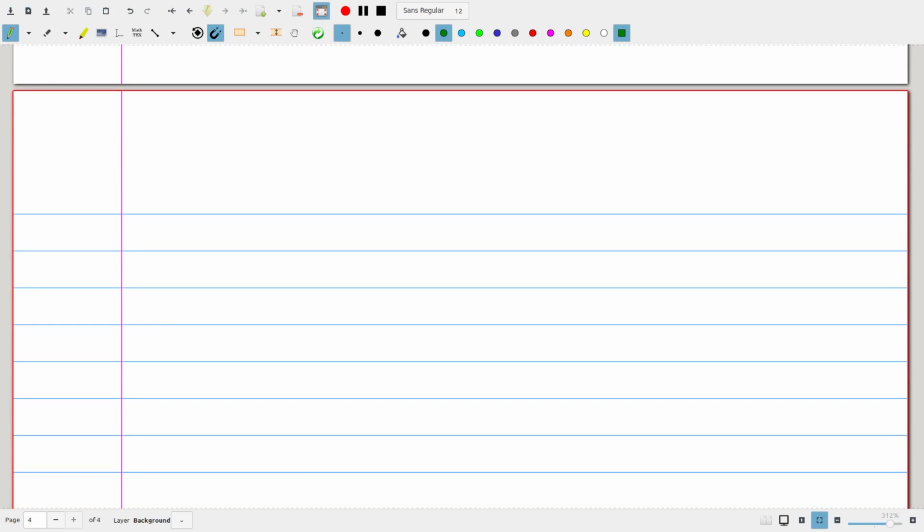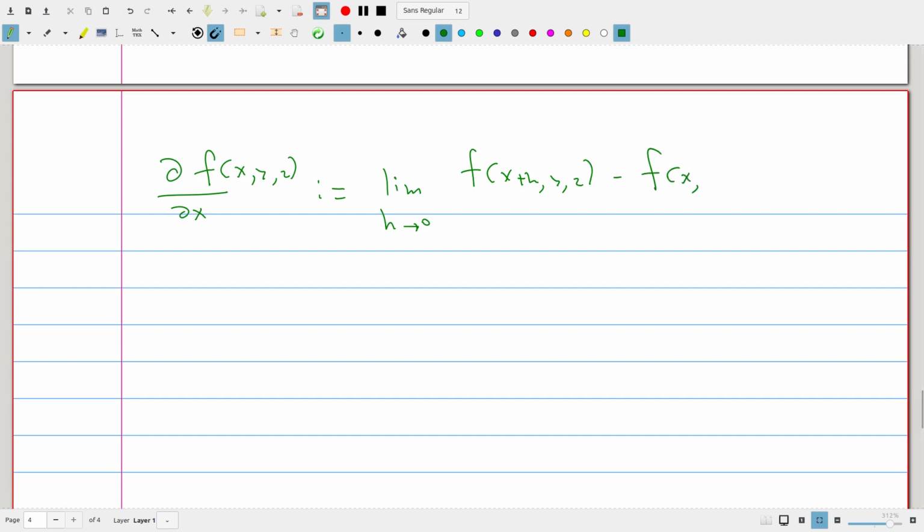For example, you have f of x, y, z, and you want to find this. Well, this is actually defined as the limit as h goes to 0 of f of x plus h, comma y, comma z, minus f of x, y, z, divided by h.